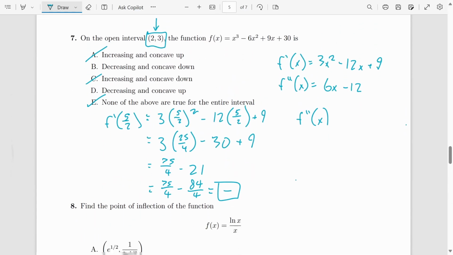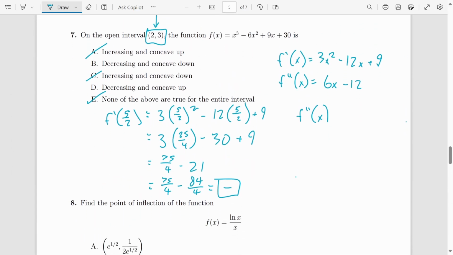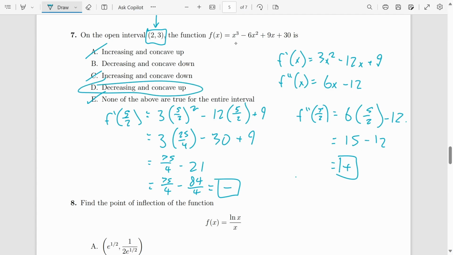So finding this, sorry, I keep moving my thing. F double prime of 5/2 equals 6 times 5/2 minus 12. This is a lot easier. 6 times 5/2 is the same as 3 times 5 over 1, and 3 times 5 is just 15, minus 12. That just equals 3, which is positive. So I know that it's concave up on the interval, so that means answer choice D is our correct one.